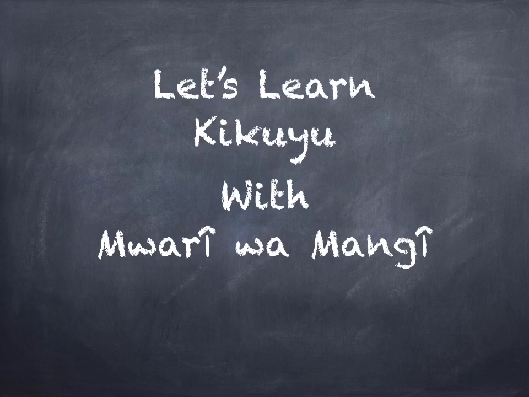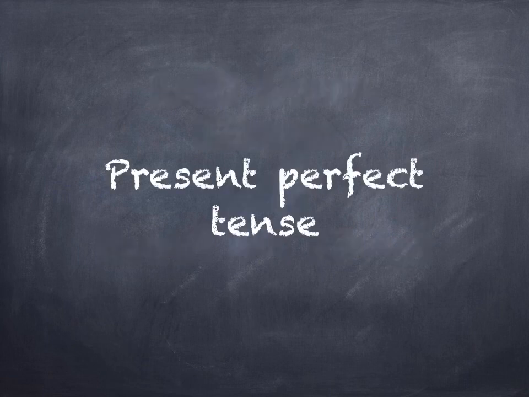We continue looking at the tenses, and here we will focus on the present perfect tense. As we did with the previous tenses, we will take a verb, name it in Kikuyu, and form a sentence to show the perfect tense at play. Let's begin.